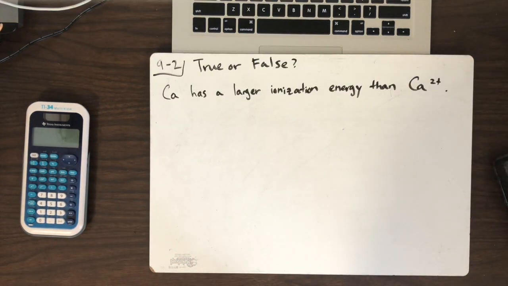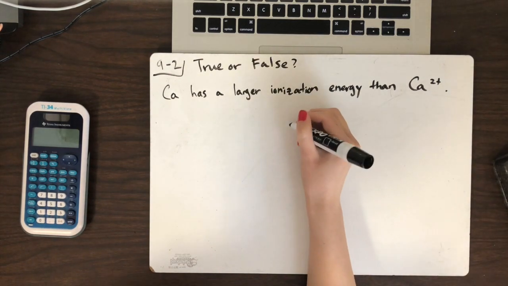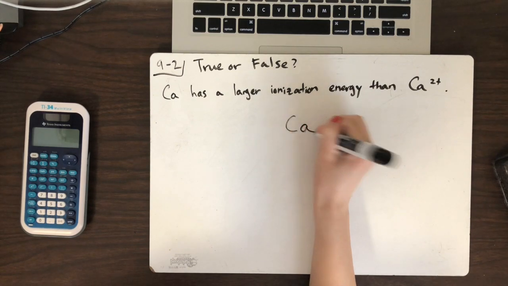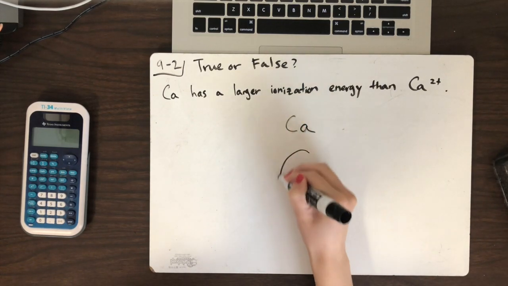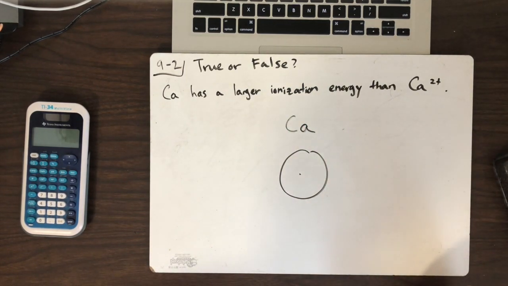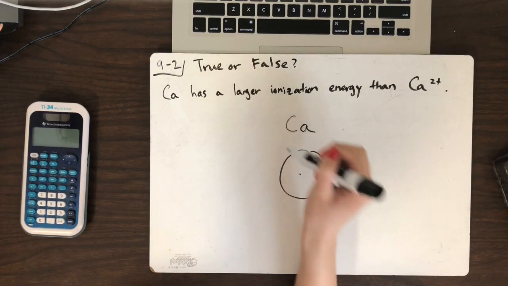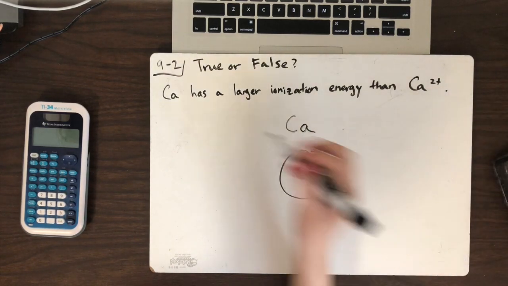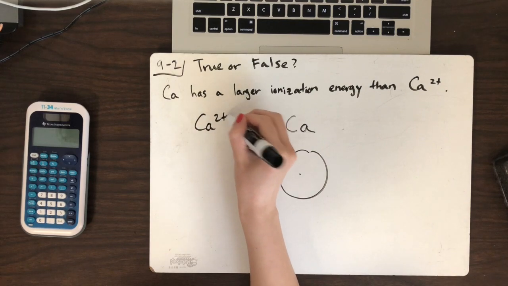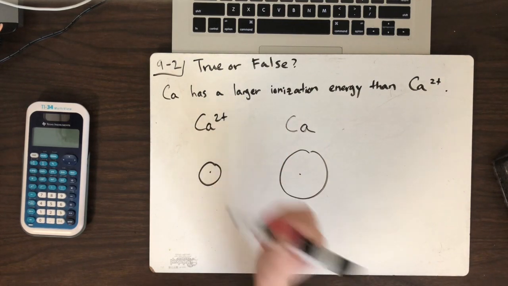The fourth statement says Ca has a larger ionization energy than Ca2+. So again, I usually think of it in terms of relative sizes. Ca has protons in the middle and then an electron cloud. If you start taking away electrons, you're pulling out of this electron cloud. So Ca2+ is going to be smaller.